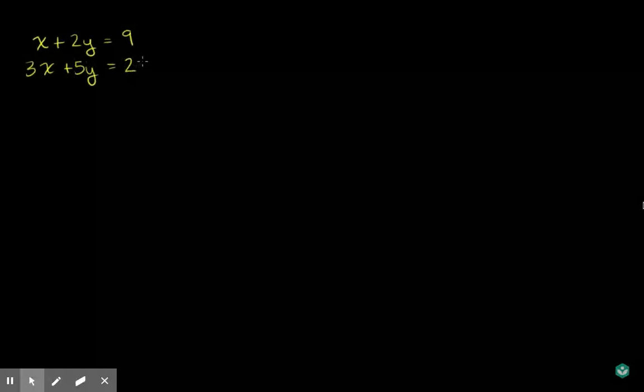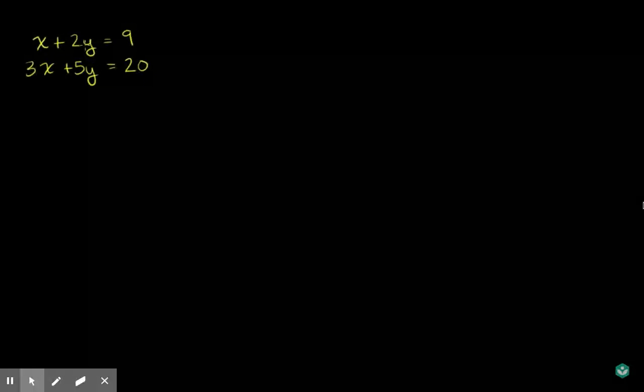So let's say you had two equations. One is x plus 2y is equal to 9, and the other equation is 3x plus 5y is equal to 20. Now, if we did what we did in the last video, we could graph each of these. These are lines. You could put them in either slope-intercept form or point-slope form. They're in standard form right now.